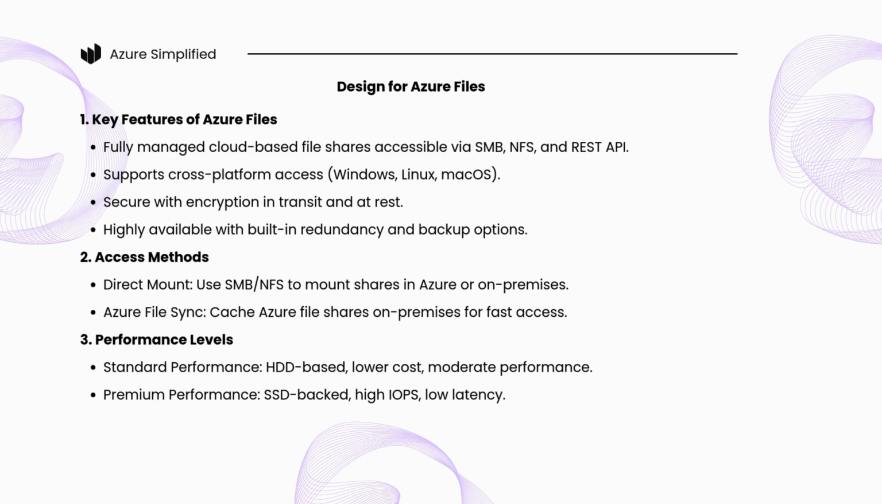2. Access methods. Direct mount: use SMB, NFS to mount shares in Azure or on-premises. Azure File Sync: cache Azure file shares on premises for fast access. 3. Performance levels. Standard performance, HDD-based, lower cost, moderate performance. Premium performance, SSD-backed, high IOPS, low latency.